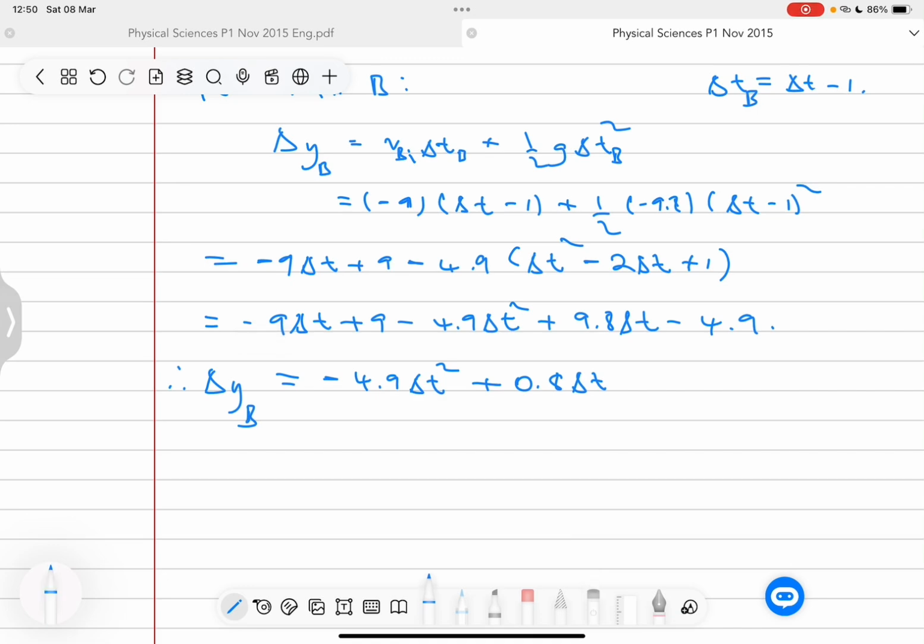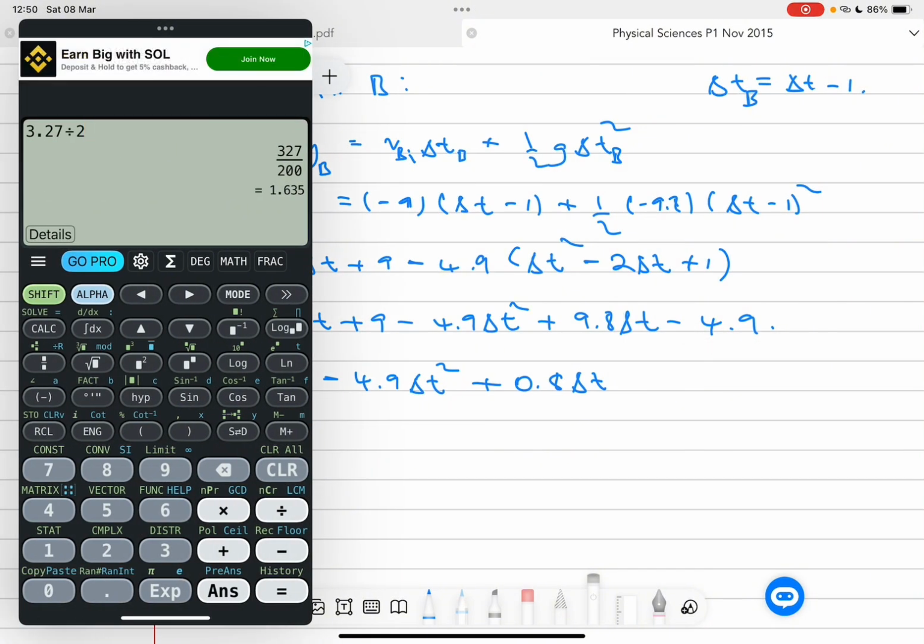And then we look at the numbers now. The 9 minus the 4.9. Okay, that one I can use a calculator. 9 minus 4.9 actually gives me a positive 4.1.